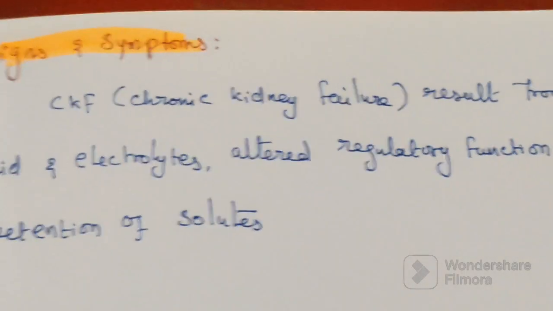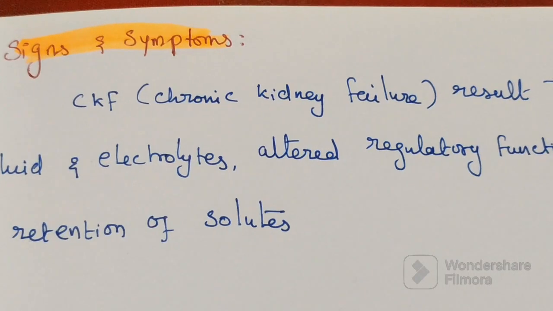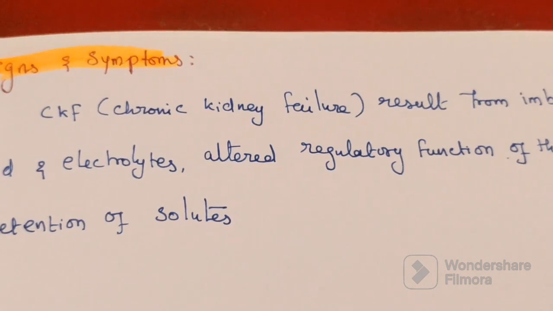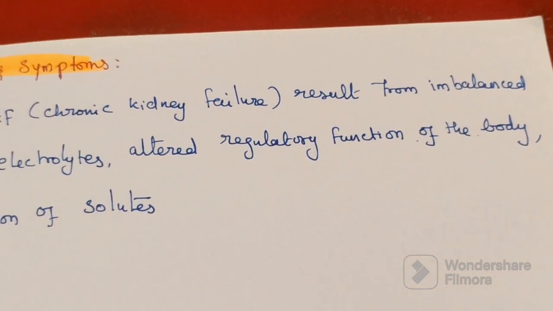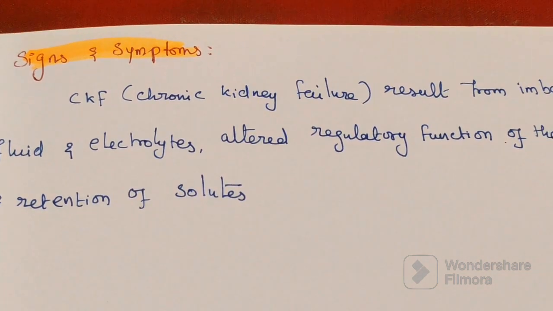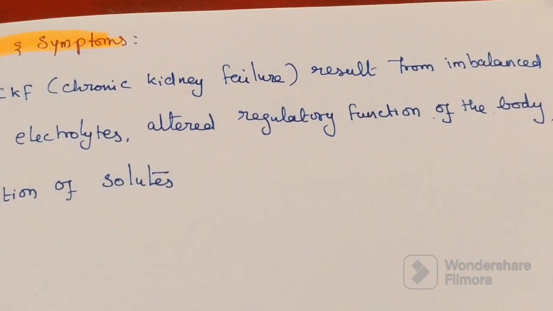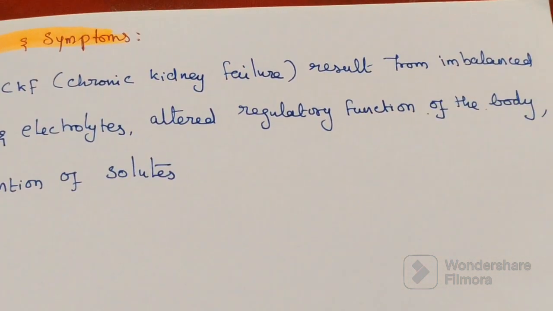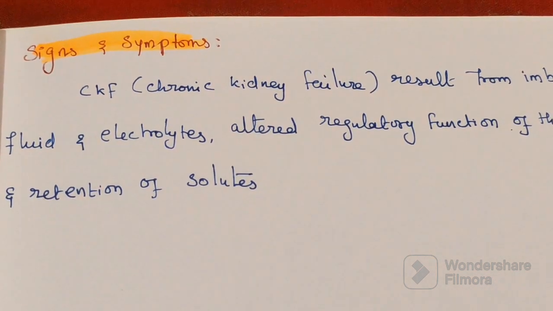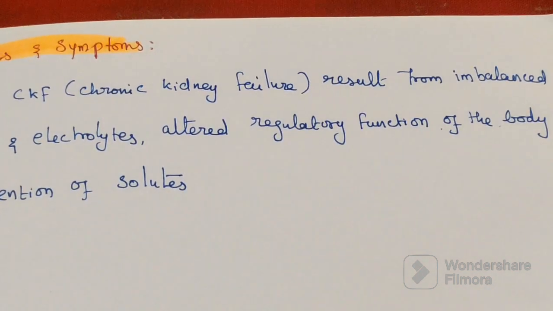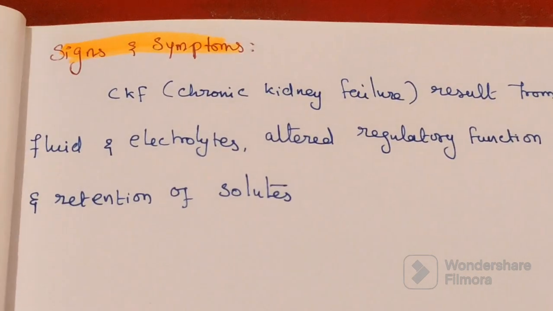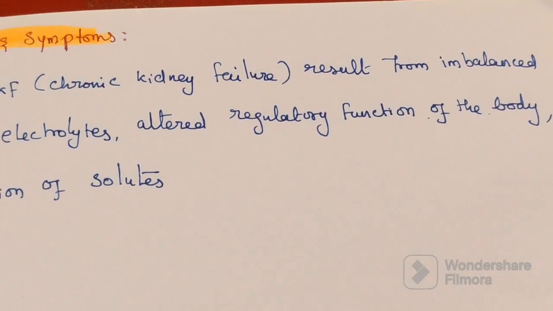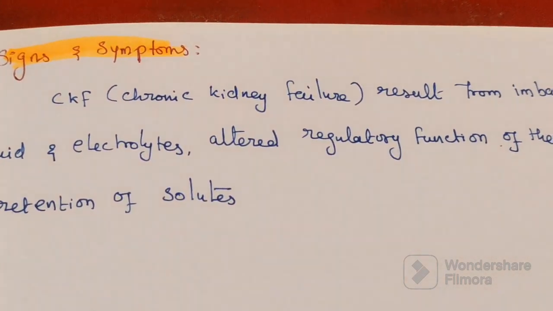Then what are the signs and symptoms of end-stage renal failure or chronic kidney failure? Chronic kidney failure results from imbalanced fluid and electrolytes, altered regulatory functions of the body, and retention of solutes.